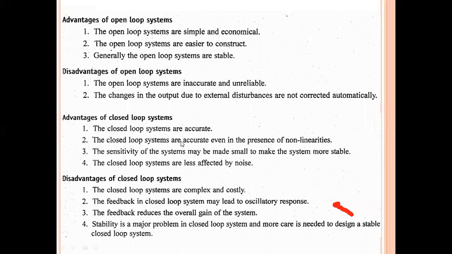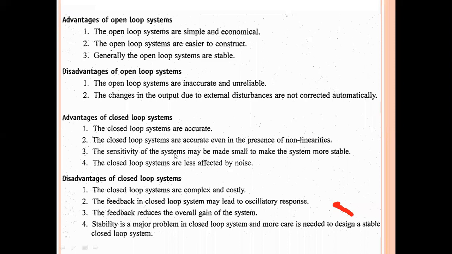And the closed loop systems are accurate even when non-linearities are present. We will discuss the non-linearities and external disturbances later. Because of the non-linearities, the output may get affected highly. However, the closed loop control systems can achieve accuracy even in the presence of non-linearities. This is also one of the advantages.